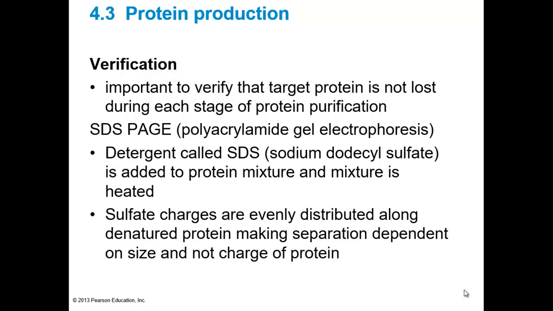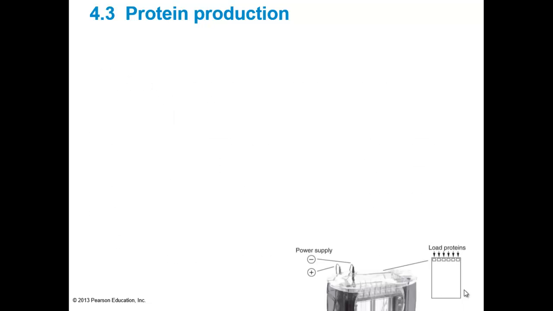And this is because of sulfate charges that are attracted to different amino acids on the protein. These are evenly distributed along the denatured protein, and the denatured protein is linear. So these sulfate charges make the charge potential, which is the principle for separating out the proteins, directly correlate to the molecular weight of the protein.